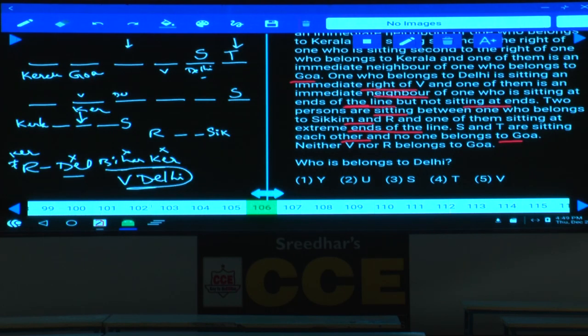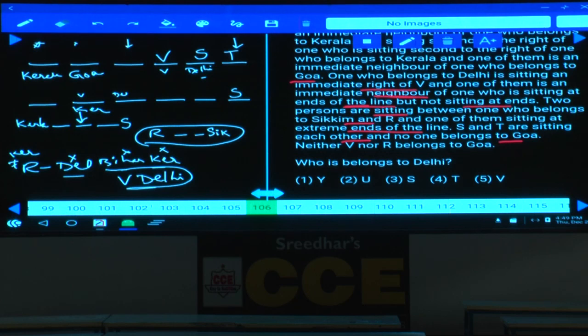V and Delhi cannot be in the first two places because Kerala and Goa are already there. Hence, where should this be? V must be here. If V is here, the person from Delhi is here. Then we have one more piece of information between R and the one who belongs to Sikkim. R and Sikkim, how many persons should be there? There must be exactly 2 persons between R and the person who belongs to Sikkim.